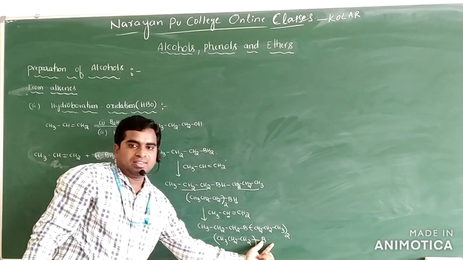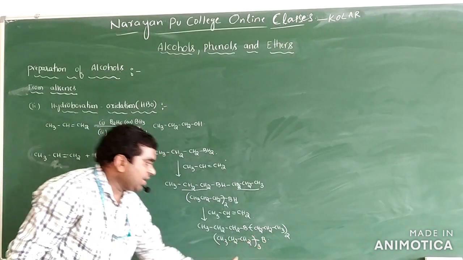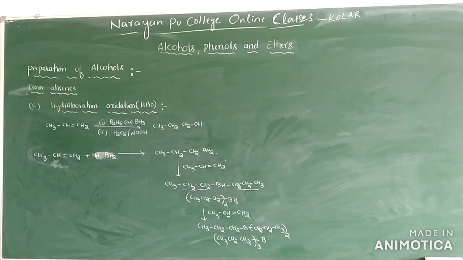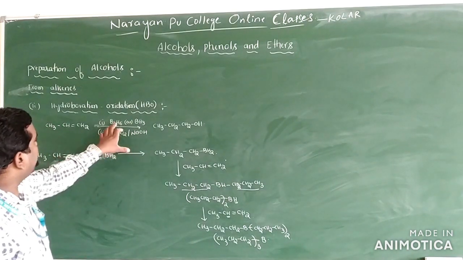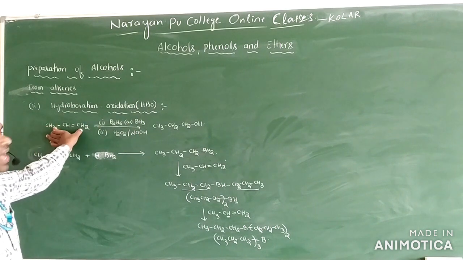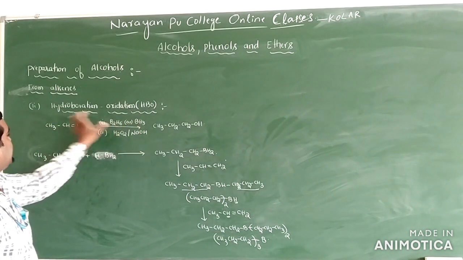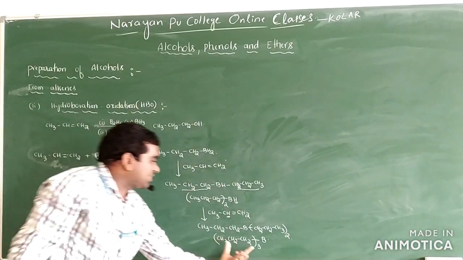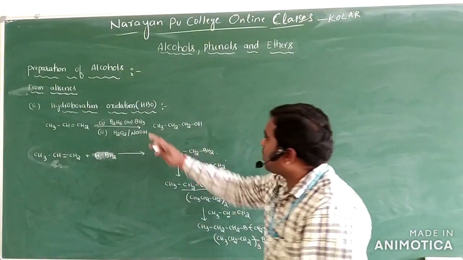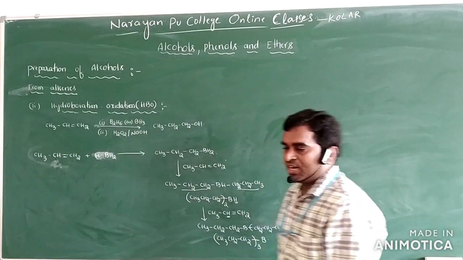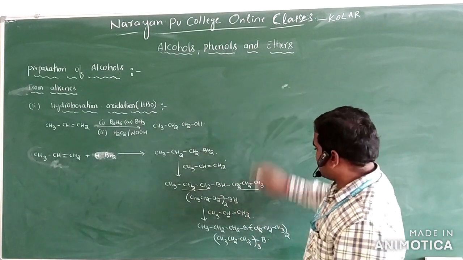Trialkyl boron. This is one of the intermediates. Now this trialkyl boron is formed by the addition of BH3 to the alkene. When BH3 is added to the alkene, you will get the trialkyl boron. Now, what happens in the oxidation step?